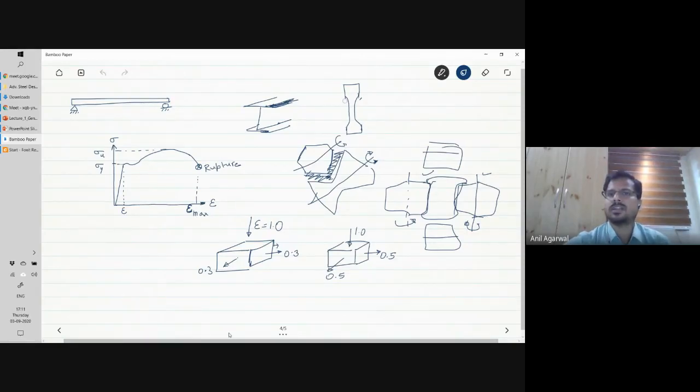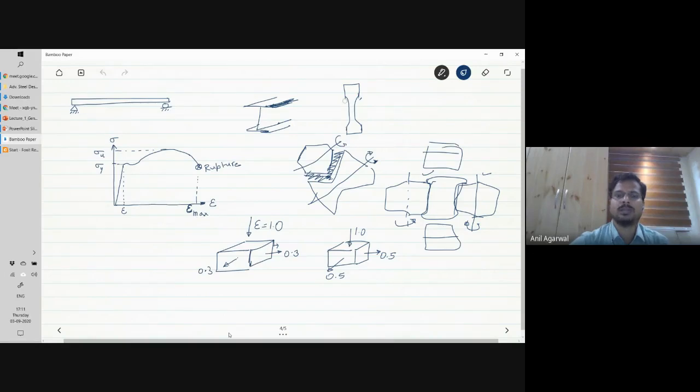And then the wider parts of this coupon are placed inside the grips of a typical UTM, and then you pull it in tension. And as you do that, you develop this kind of stress strain plot. Right? So this is the linear elastic part, then this is the yield plateau, and then you may have a strain hardening part. And at some point, the rupture takes place. Right? So when the coupon breaks into two pieces, the strain at that time of rupture.